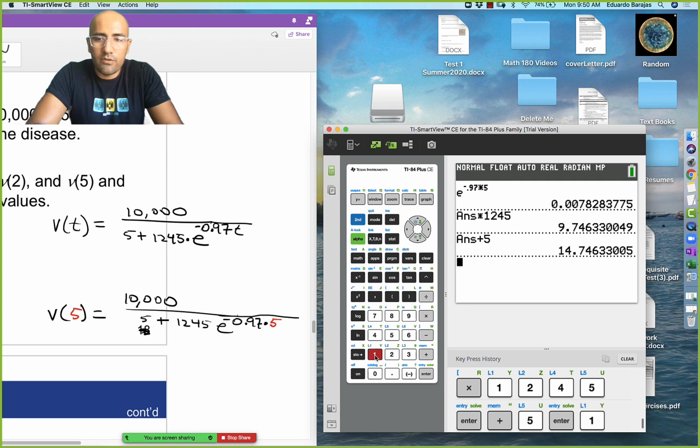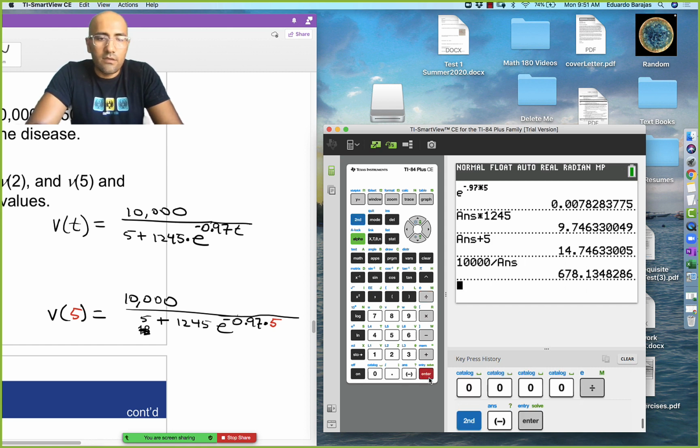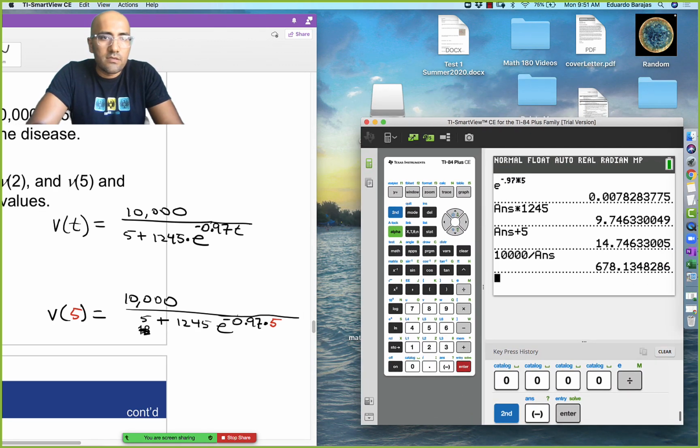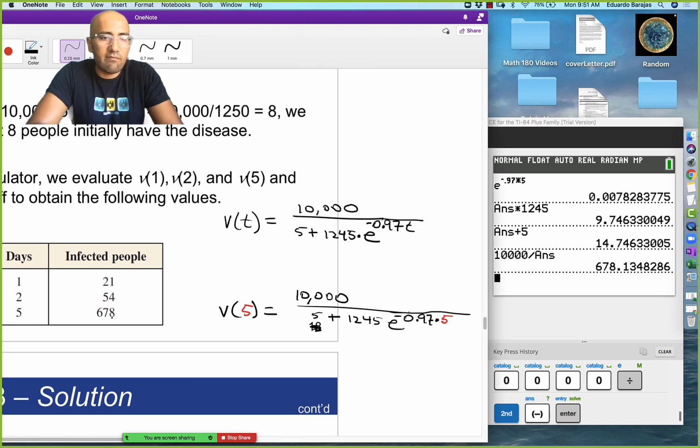And then again, I'm going to do 10,000 divided by the previous number, second answer, enter, and I get 678.13, approximately. Remember, this is a model, it won't be exactly the same. 678.13, okay, 678, approximately the same answer that we get from here.